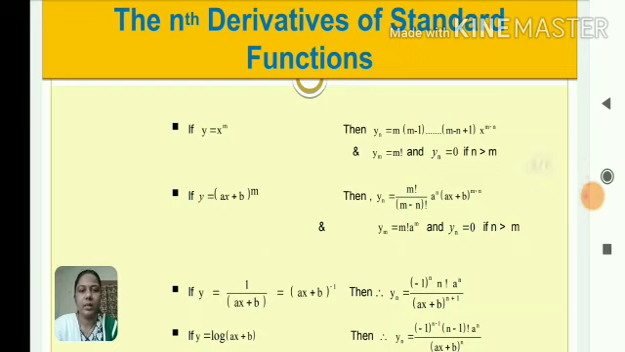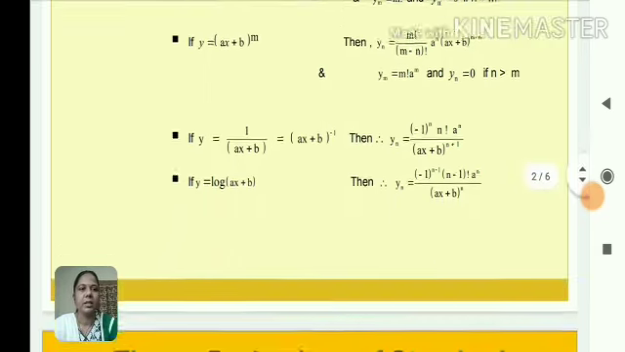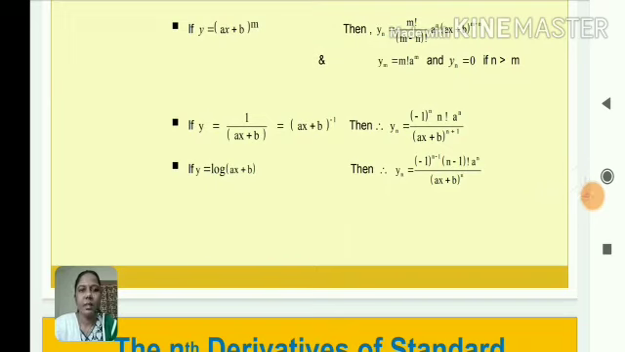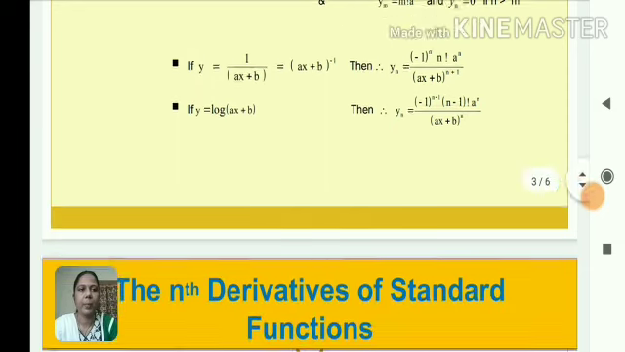We'll start with the function. If y is equal to x raised to m, then y_n is m into m minus 1 up to m minus n plus 1 into x raised to m minus n, and y_m is equal to m factorial, and y_n is 0 if n is strictly greater than m. Next function is (ax plus b) raised to m, then y_n is m factorial upon (m minus n) factorial, a raised to n into (ax plus b) raised to m minus n, and y_m is equal to m factorial into a raised to m, and y_n is 0 if n is strictly greater than m.